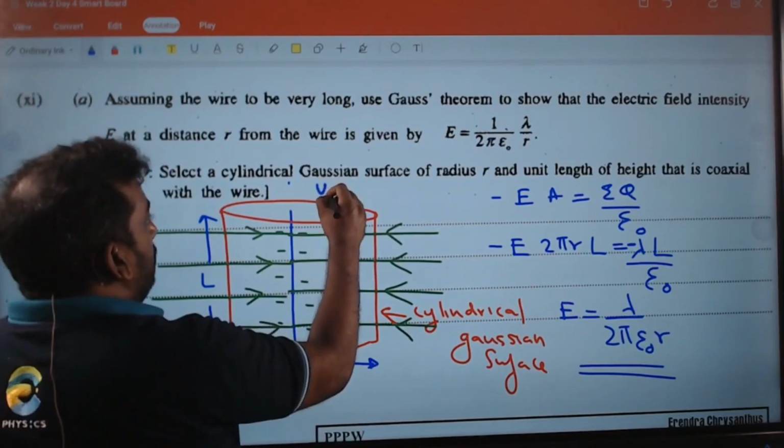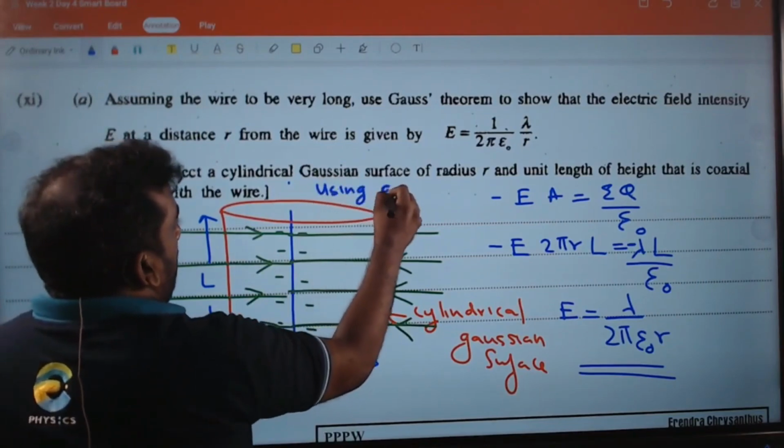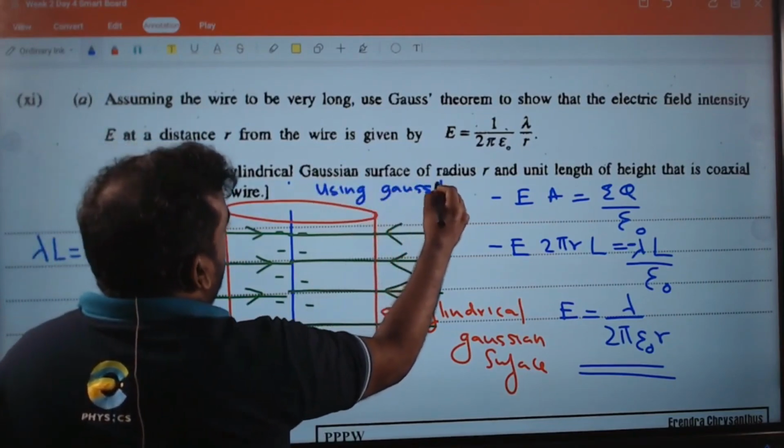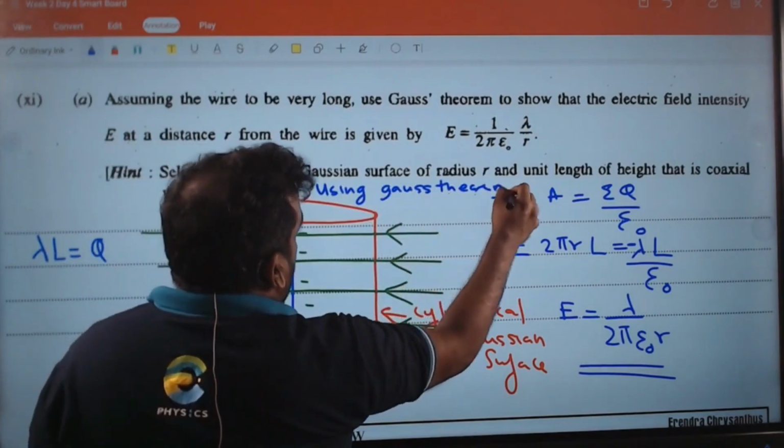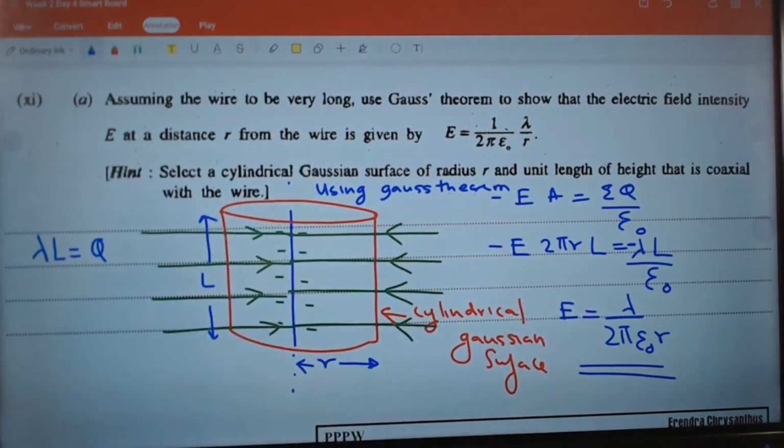So using Gauss theorem, easily you have found the answer. Right.